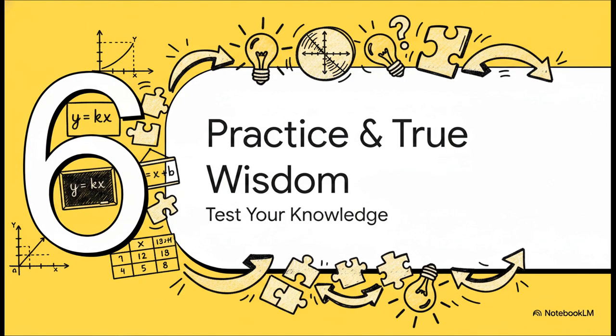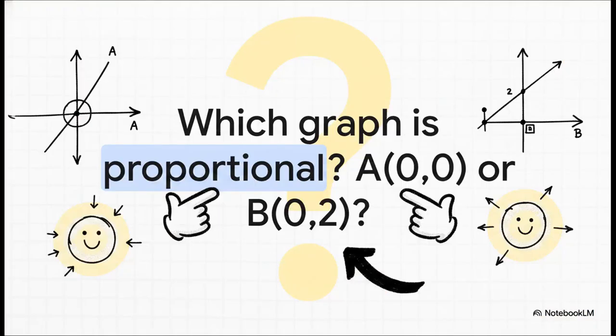And finally, Section 6, Practice and True Wisdom. Yep, it is time to test your knowledge. Let's see what we've learned. All right, question 1. Think back to our visual clues. Graph A passes exactly through 0, 0. Graph B passes through 0, 2. So, which of these graphs stays grounded at the true origin?